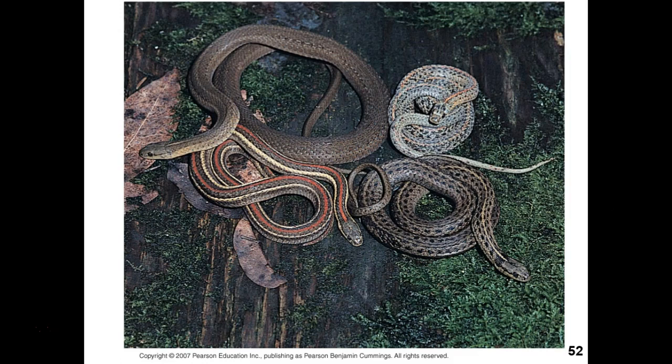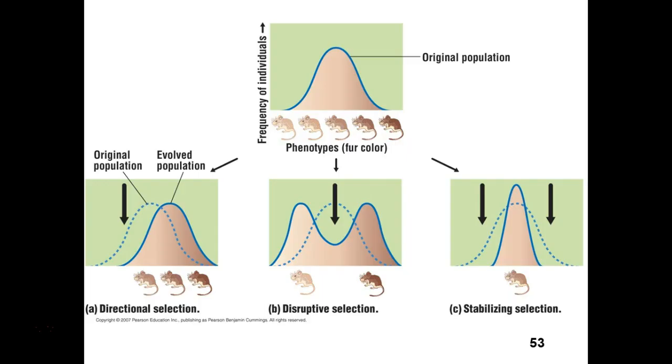Here's another example. We have lots of different types of garden snakes. Some of them are going to blend in with the grass, some blend in with dirt, some are going to blend in a sandy environment. So it just depends on where they're going to be located, what type of banding pattern they're going to have. So this is just a figure showing different types of selections for different organisms.